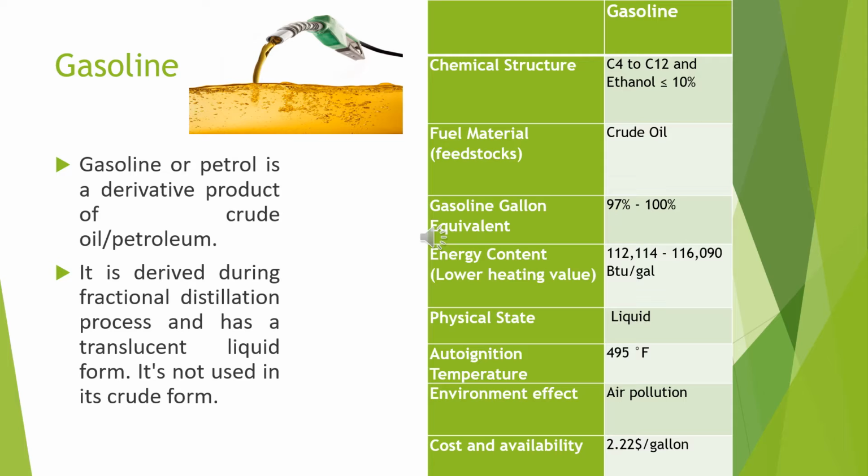The gasoline gallon equivalent is 97% to 100%, and the energy content is 112,114 to 116,090 BTU per gallon. The physical state of gasoline is liquid, the auto ignition temperature is 495 degrees Fahrenheit, and the environmental effect is that it causes air pollution. The cost of gasoline is much lower, at $2.22 per gallon.